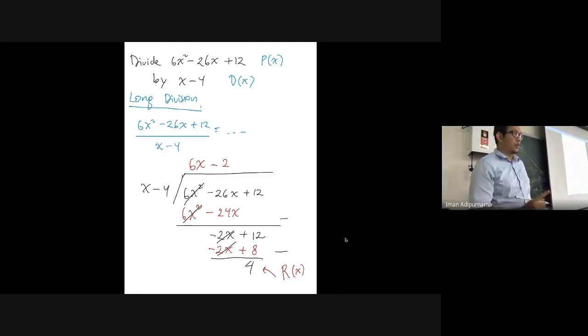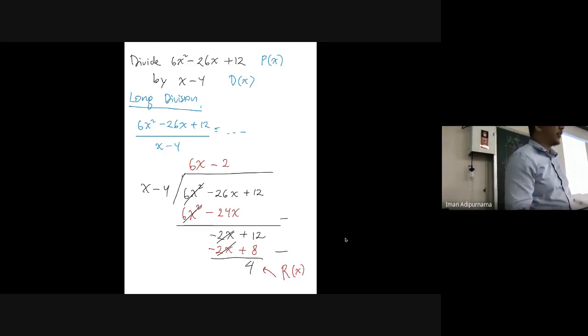Remember the r(x) theorem from before. r(x) might be 0 or one degree less. The divisor x minus 4 is only one degree, linear. The degree below that is just a constant, so the remainder is the constant 4. So you may write this as 6x minus 2 plus 4 over x minus 4.